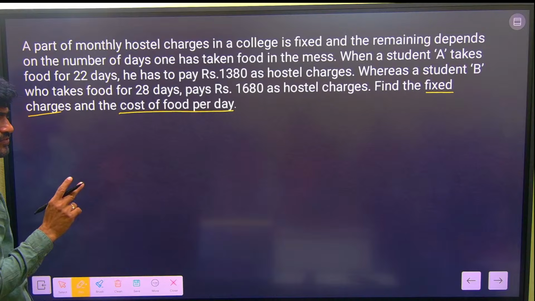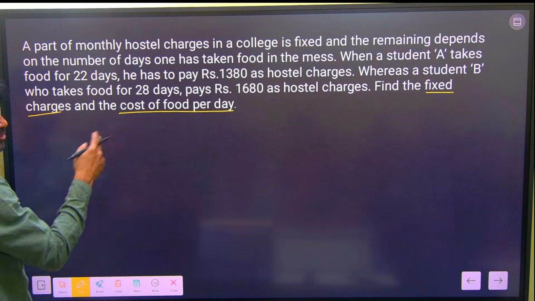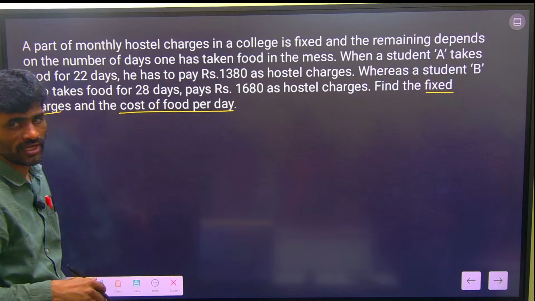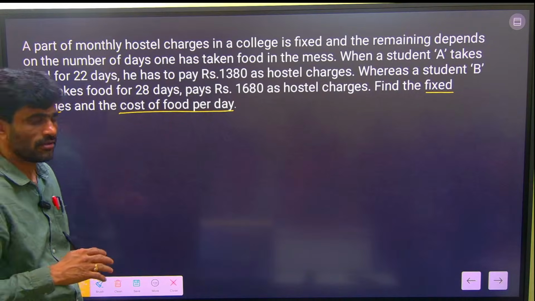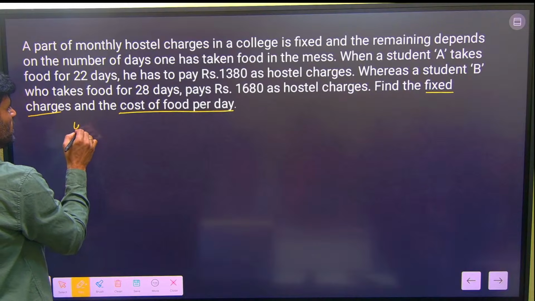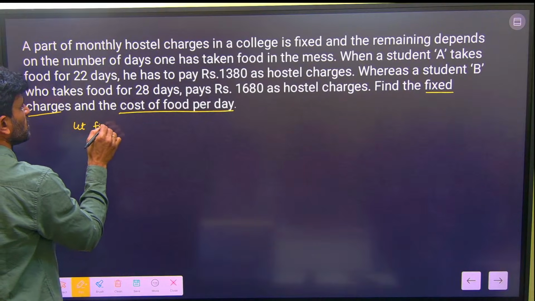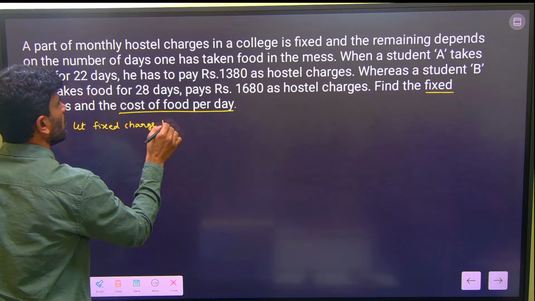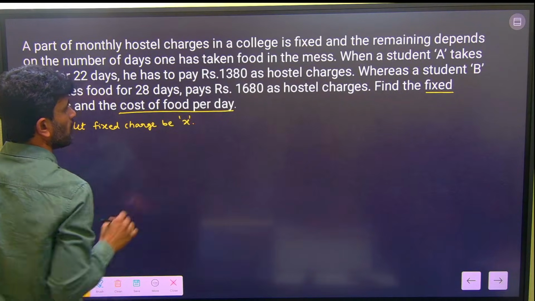So two things are there, fixed charge and charge per day. These two things we have to find. Those two things only we have to take as x and y. By seeing the question only we can understand what should be taken as x and what should be taken as y. So here we will take, let fixed charge be x. This is fixed now.